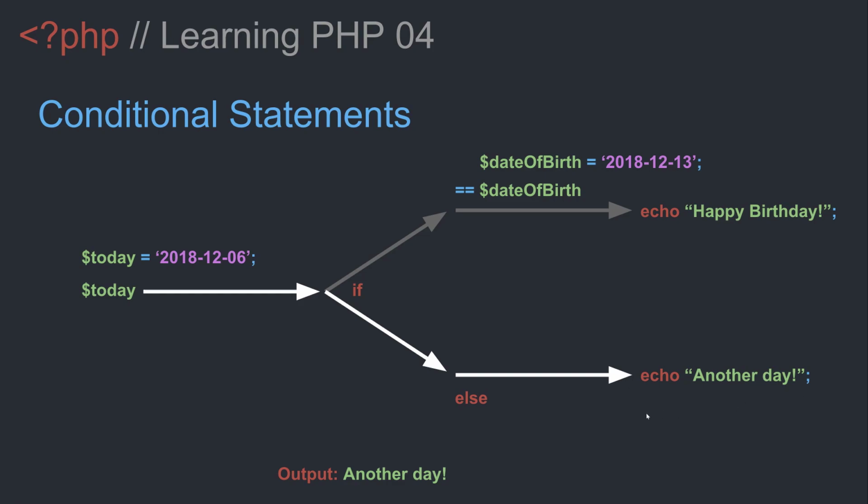So we're simply outputting another day. In the case of it matching, you'd have 2018 December 13 equal to 2018 December 13. So we do have a match, therefore we have the positive outcome, being happy birthday.